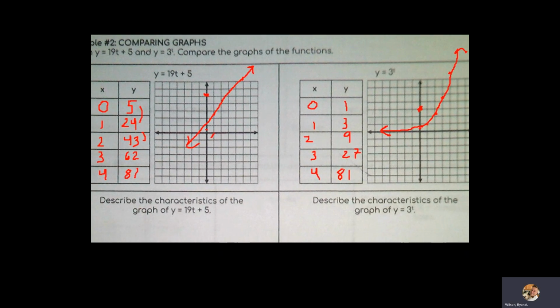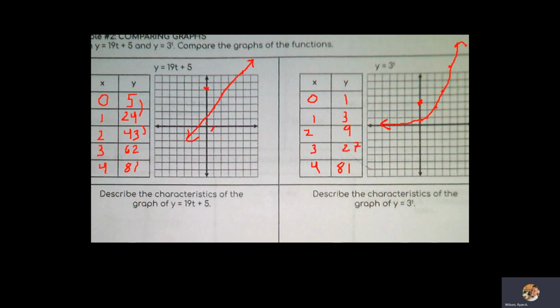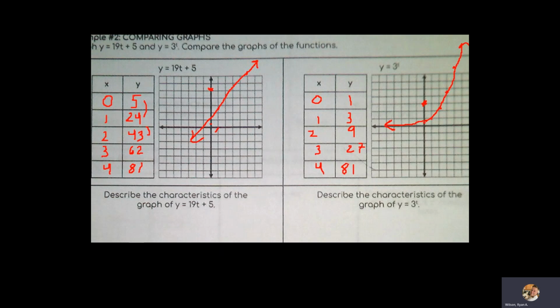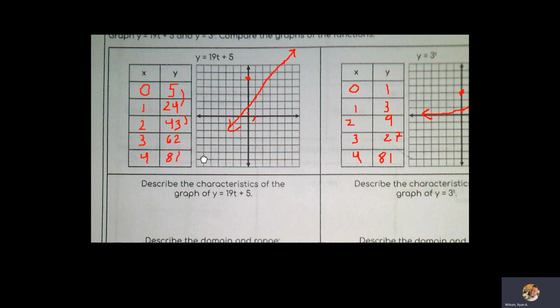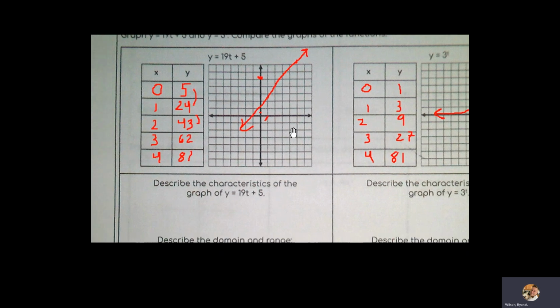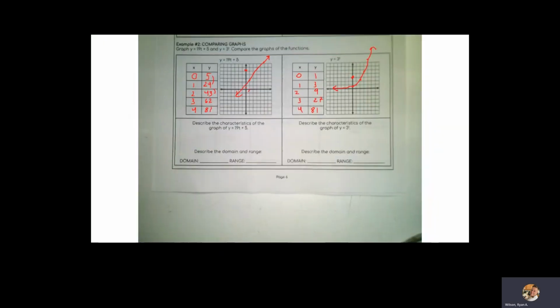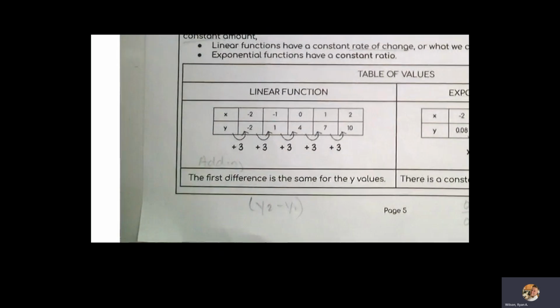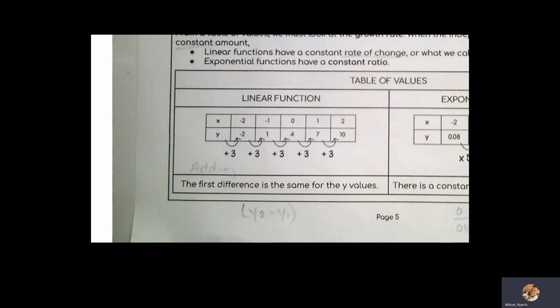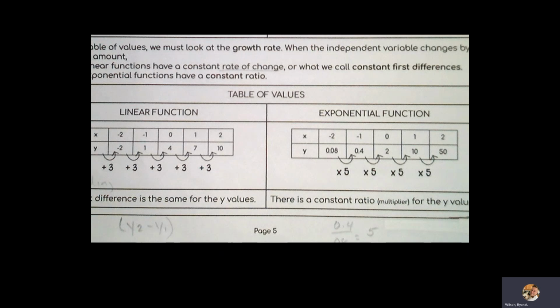So if you could please, for the next 5 minutes, I want you to attempt to describe the characteristics of the graphs. Which one's linear, the left one or the right one? The left one's linear because it looks like a line. So what can I say about this problem? What words have we learned so far to describe? Here are some words that you could use: the difference, common difference, and constant ratio.